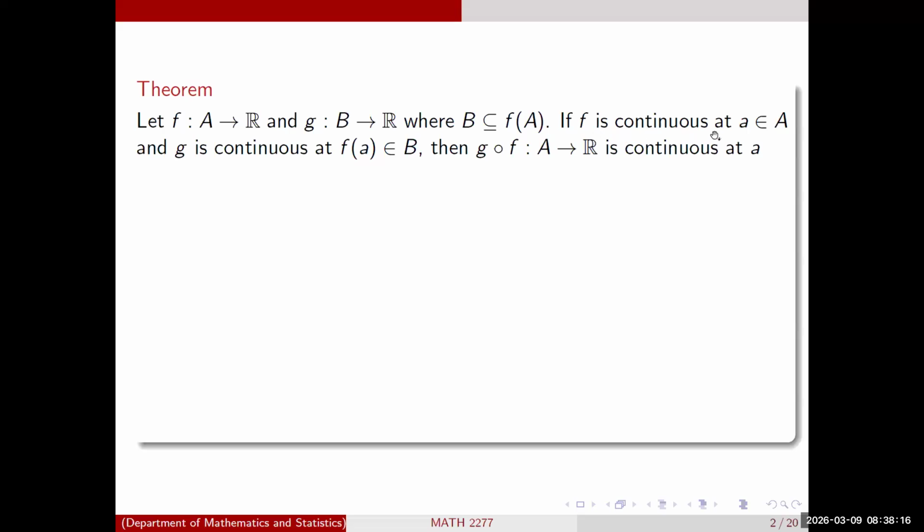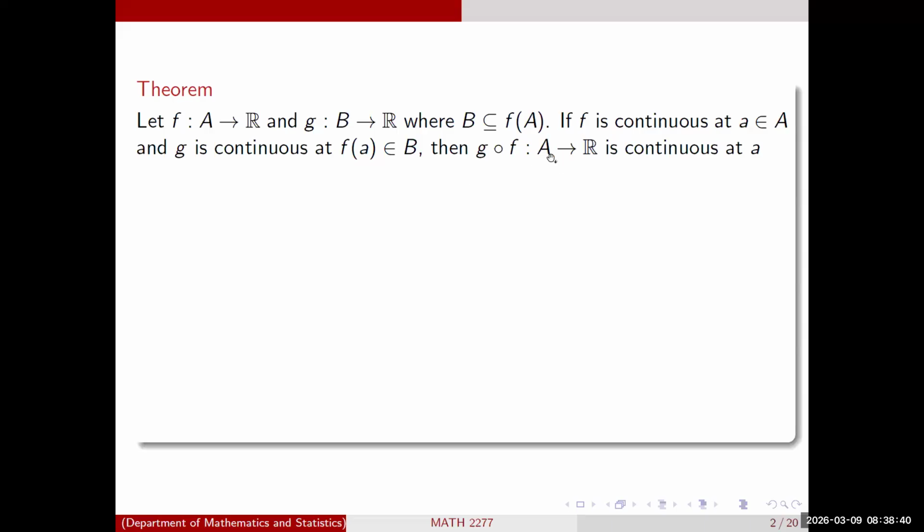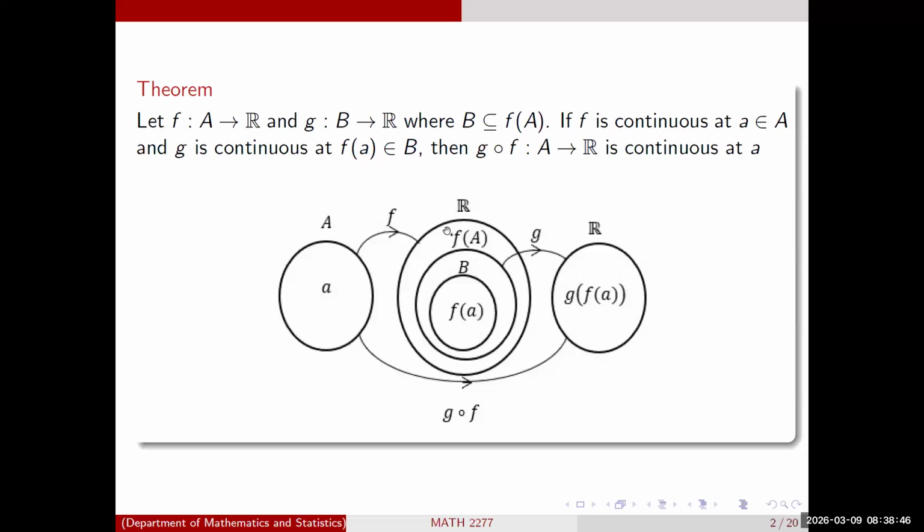So now, if F is continuous at a point A and G is continuous at F of A, which is in B, and here's F of A, then the composition is also continuous, right? Okay, so let's see how to prove it. They had a drawing here, but their drawing is a bit complicated. It's the same drawing that I did.